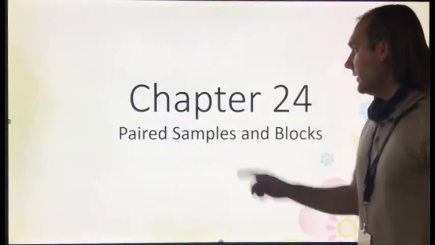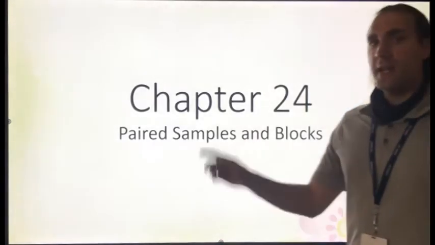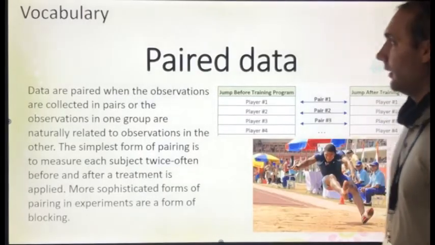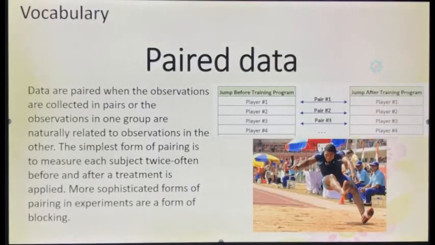All right, so as we look into chapter 24, we are looking at data that is paired, data that is related to one another. Paired data. Data are paired when the observations are collected in pairs or the observations in one group are naturally related to observations in another group. The simplest form of pairing is to measure each subject twice, often before and after a treatment is applied. So say I want to test my long jump and the effectiveness of training.